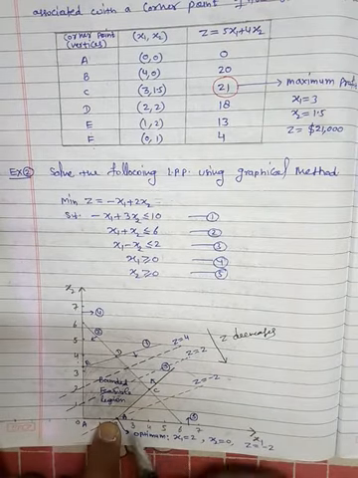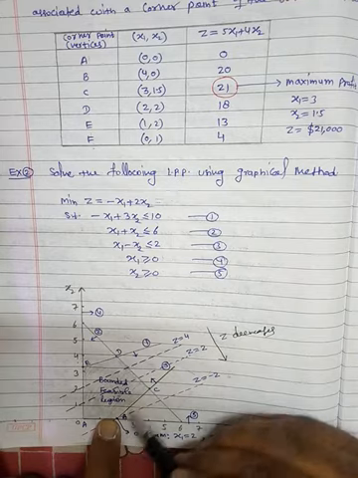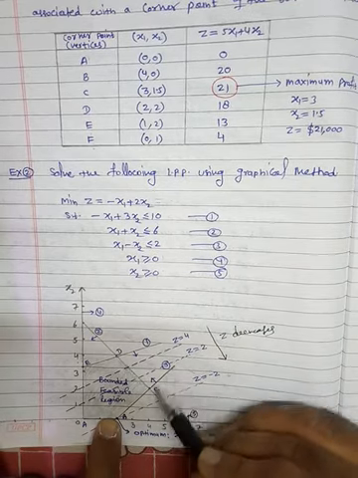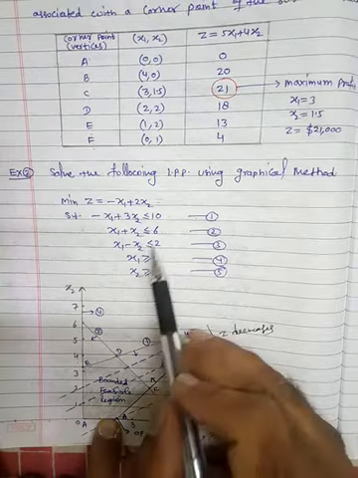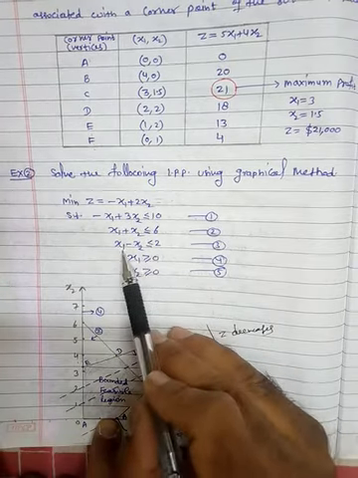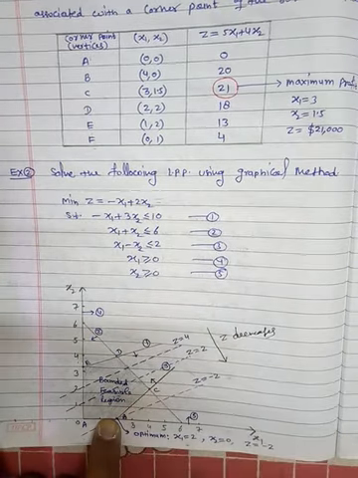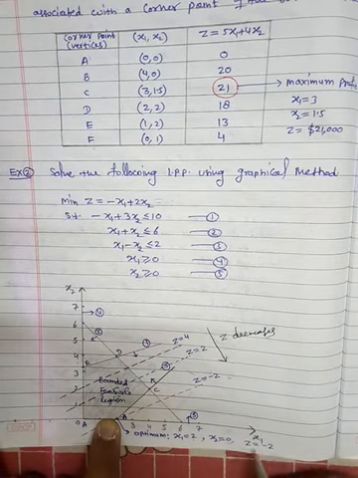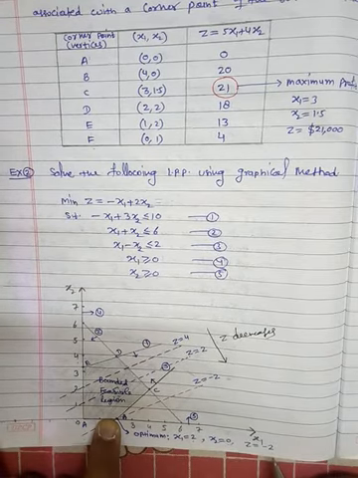Here you can easily evaluate this point with the help of the third constraint. Just put x2 is equal to 0 in the third constraint, so you will get x1 is equal to 2. So the optimum solution is x1 is equal to 2, x2 is 0, and z will be minus 2.